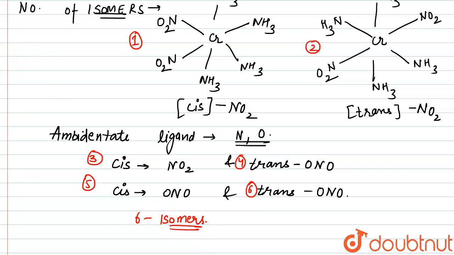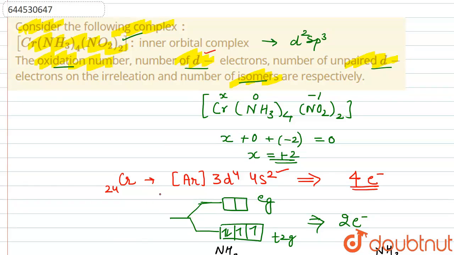So this is the solution to this question, that is oxidation number is +2. Number of d electrons is 4. Number of unpaired electrons is 2 and the number of isomers is 6.